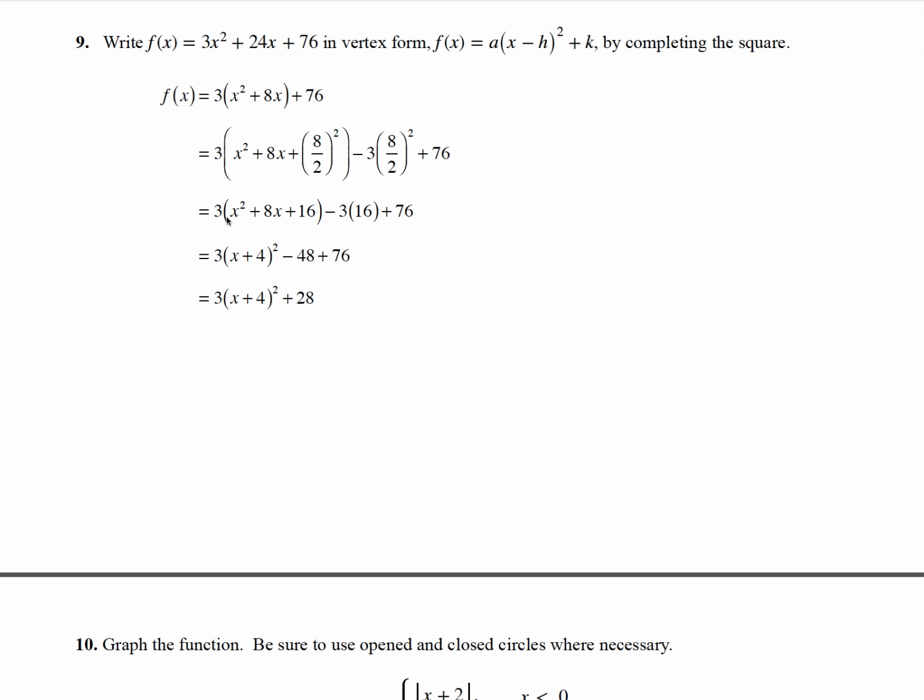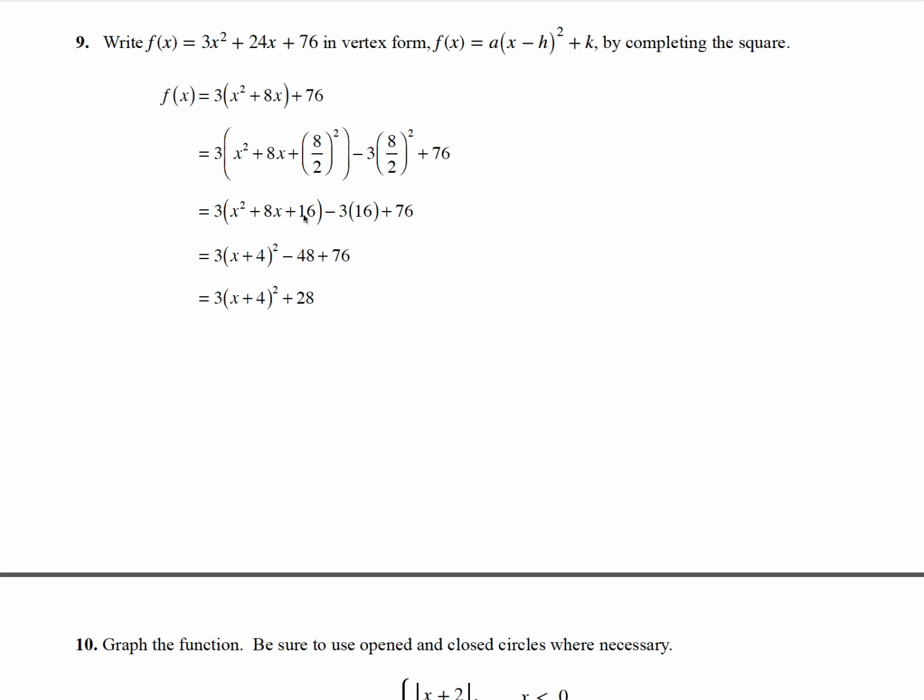And that's actually 3 times 16 that we added. It's not 16, it's 3 times 16. So that's what we subtract out. Negative 3 times 16 is negative 48. And negative 48 and 76 is 28.